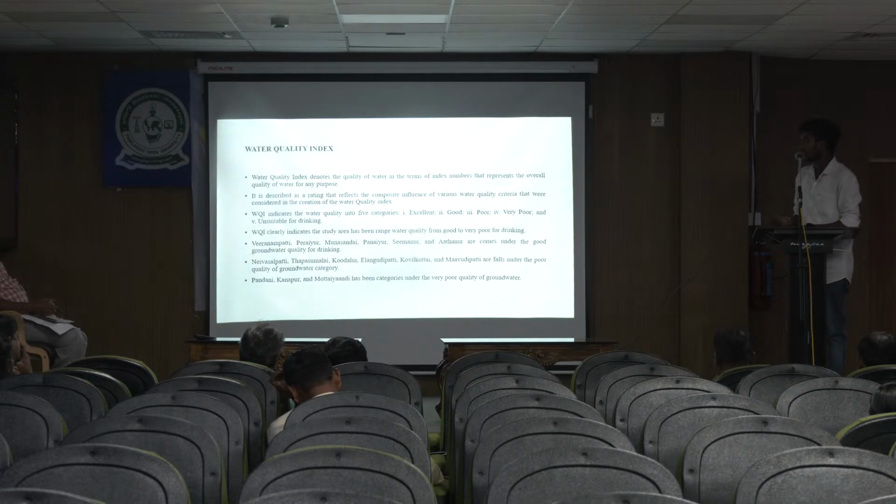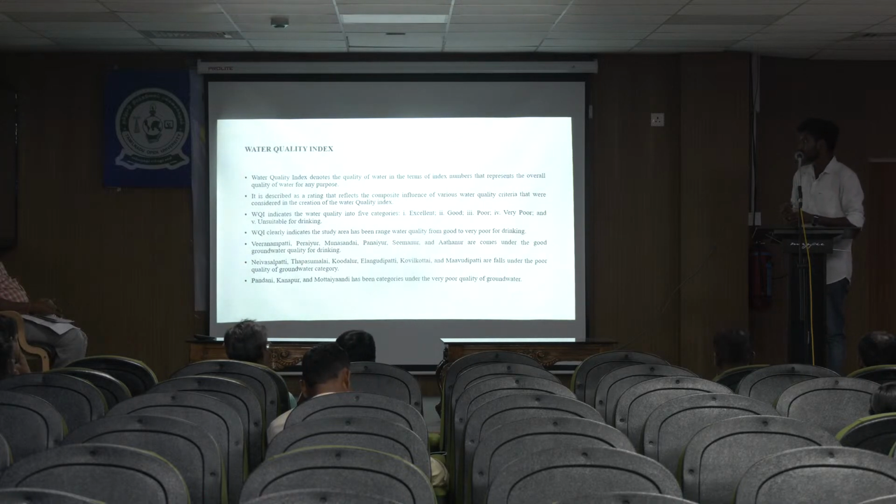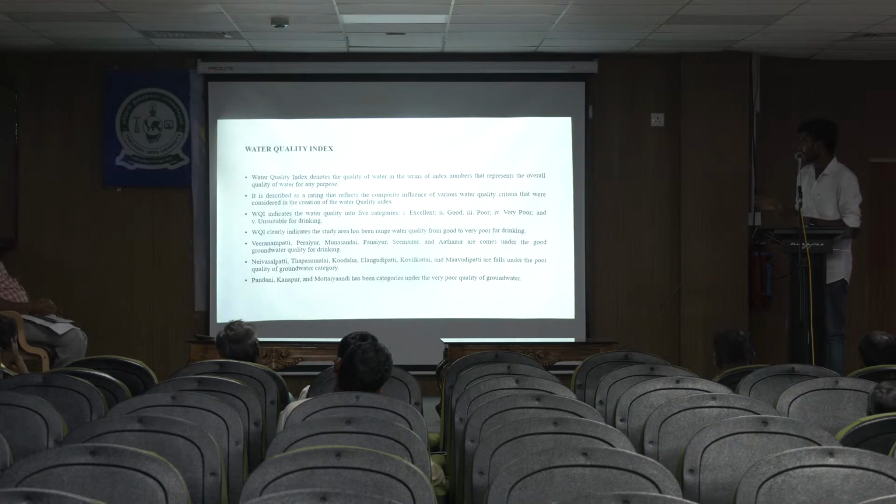The water quality index classifies the water quality into 5 categories: excellent, good, poor, very poor, and unsuitable for drinking. In this study area, there are 6 villages under the good groundwater quality for drinking. They are Veeranampatti, Perayur, Munasandai, Panayur, Simanur, and Adanur. There are 6 villages under the poor category of groundwater quality, and 3 villages come under the unsuitable for drinking purpose.